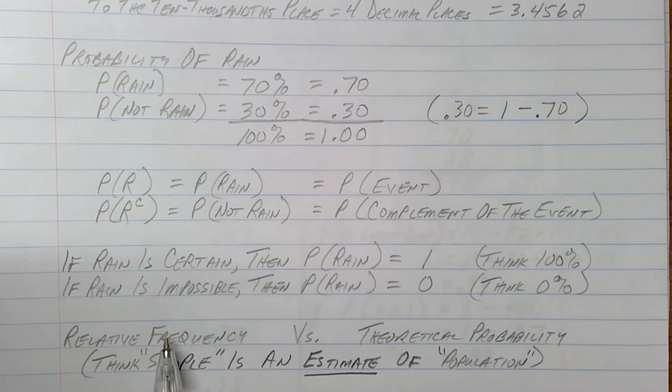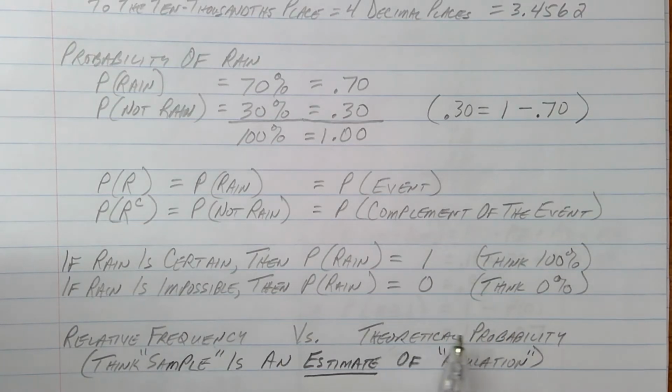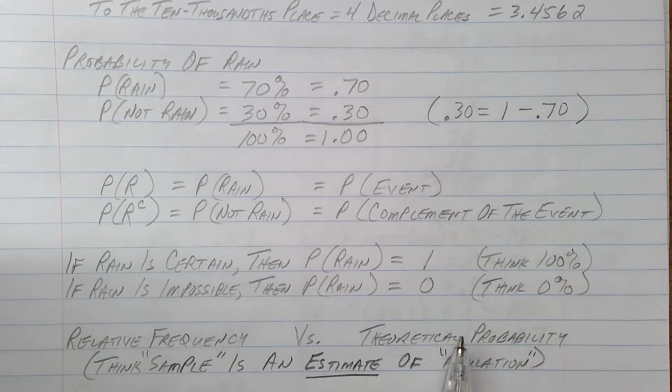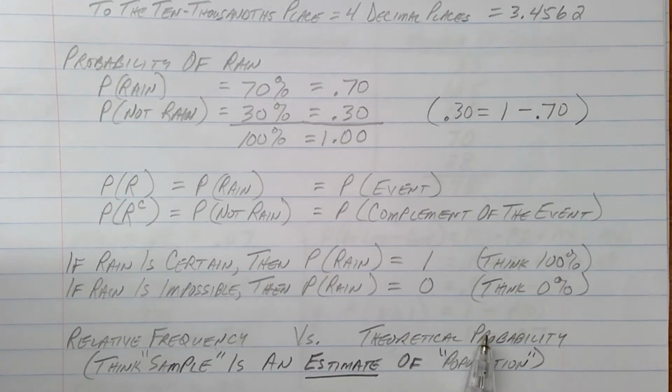So relative frequency is an estimate of theoretical probability. Theoretical probability is kind of mathematically what it should be, even though we won't be able to calculate it. What we do instead is we take a sample and we make an estimate of what, in theory, that number should be. It's kind of an educated guess.